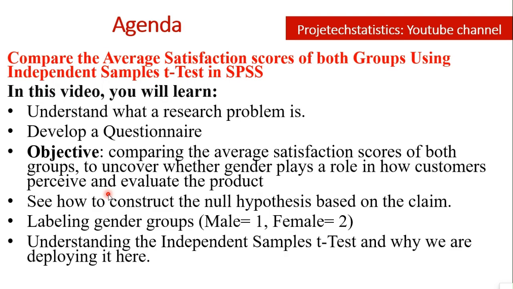In this video, we are going to talk about the average satisfaction score and how to understand the research problems. We also talk about developing a questionnaire. And when you have discovered your research objective and your research problem, how do you start? You start by developing a questionnaire, converting the responses into data, and constructing your null hypothesis. We're also going to talk about how to label your group variable, and finally we'll talk about the independent sample t-test.